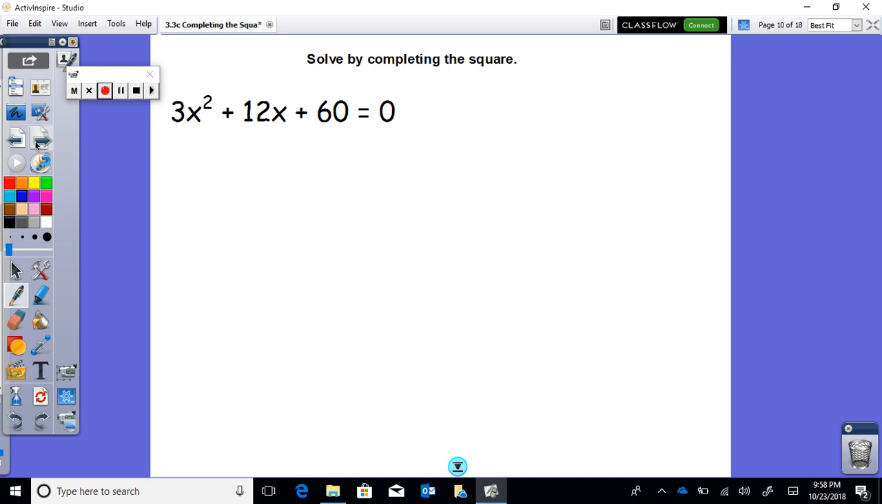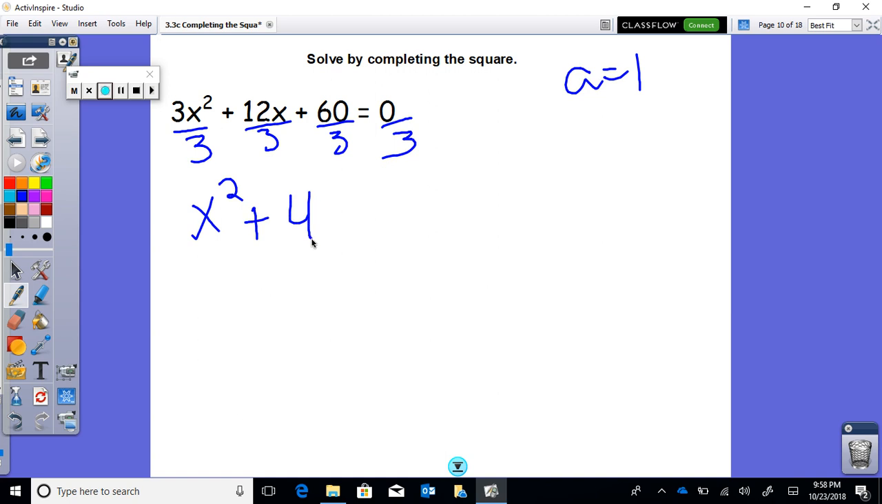So here, does our A equal 1? It does not. A, in fact, equals 3. We need to make A equal 1, and we're going to make A equal 1 using division. So I can divide 3 by 3 and get a 1x squared. If I do that, I have to divide everything by 3, just to keep the equation balanced. So I'm going to get x squared, 12 divided by 3 is 4x, 60 divided by 3 is 20, equals 0.